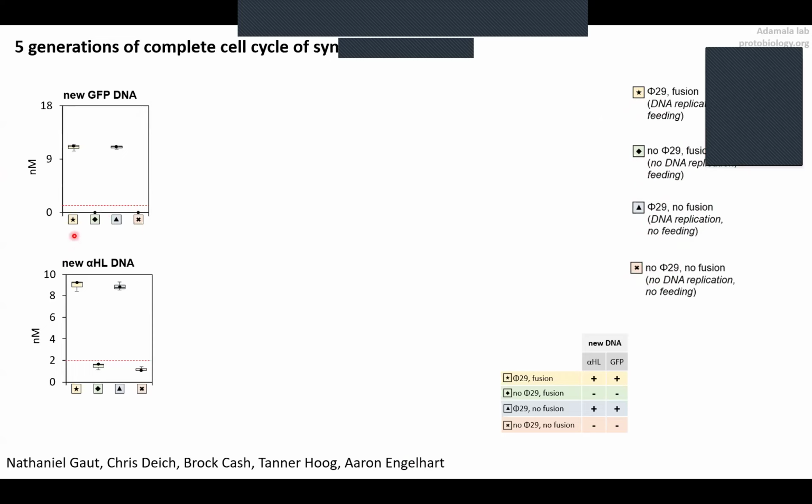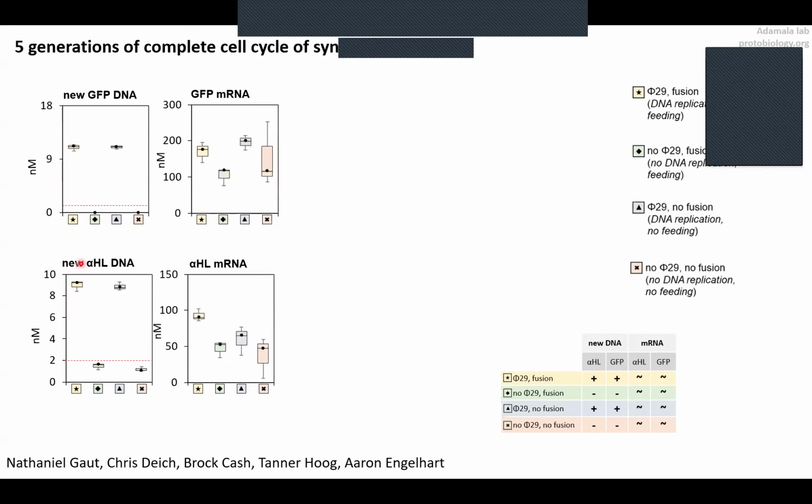So first condition, this is the full DNA replication and feeding. We have a good amount of new DNA for both plasmids. We actually did those experiments for every single plasmid in our genome. I'm showing 2 representative examples. So every single gene on our plasmids does get replicated and produces new DNA.